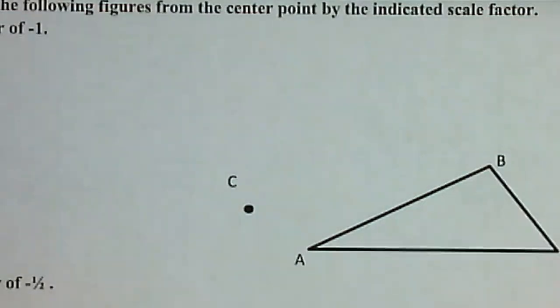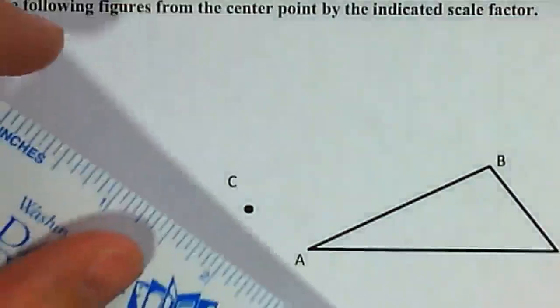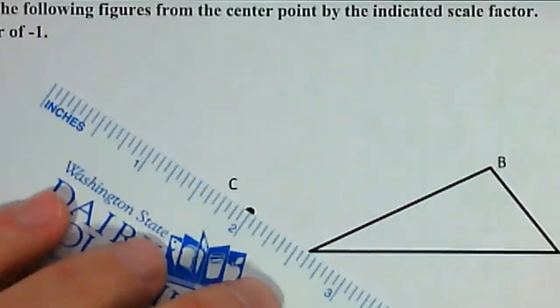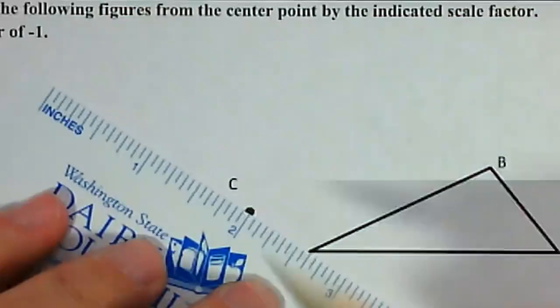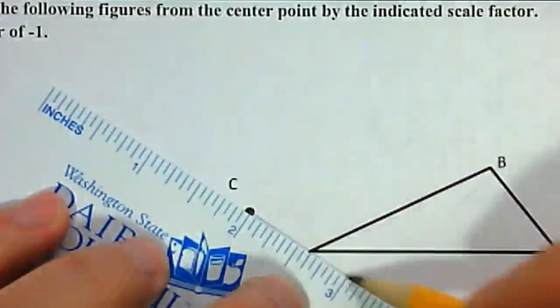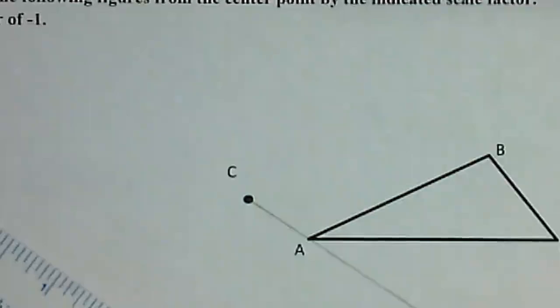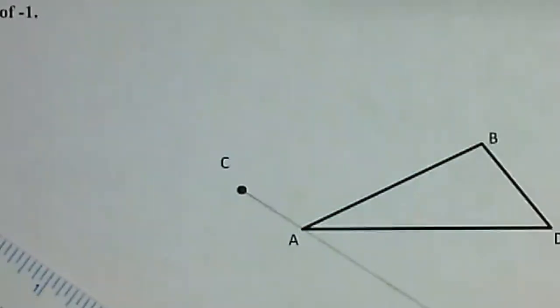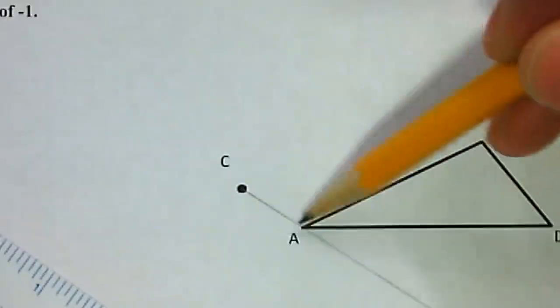This video is about doing dilations when you have a negative scale factor. So I want to remind us first, what does it mean? How does the scale factor affect how the dilation happens? I'm going to draw a line here from C through point A. And remember that as the scale factor changed, it moved where point A was.